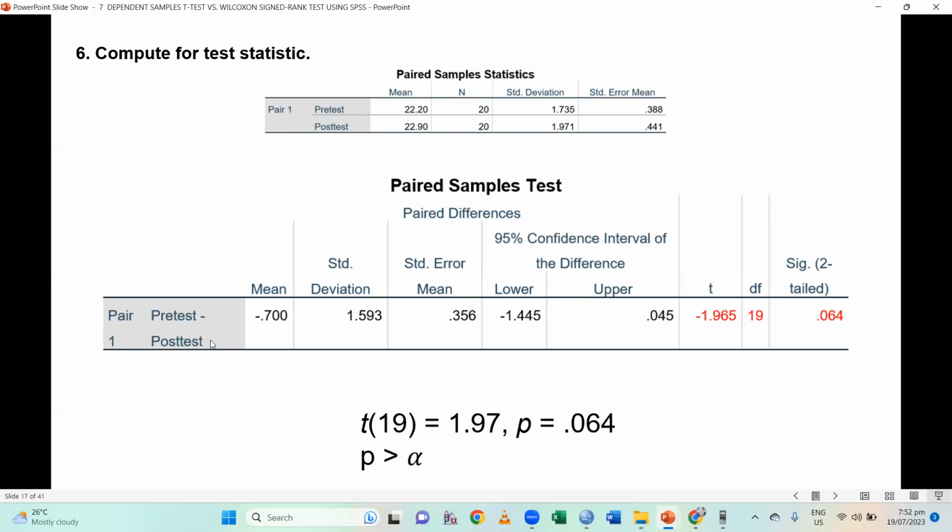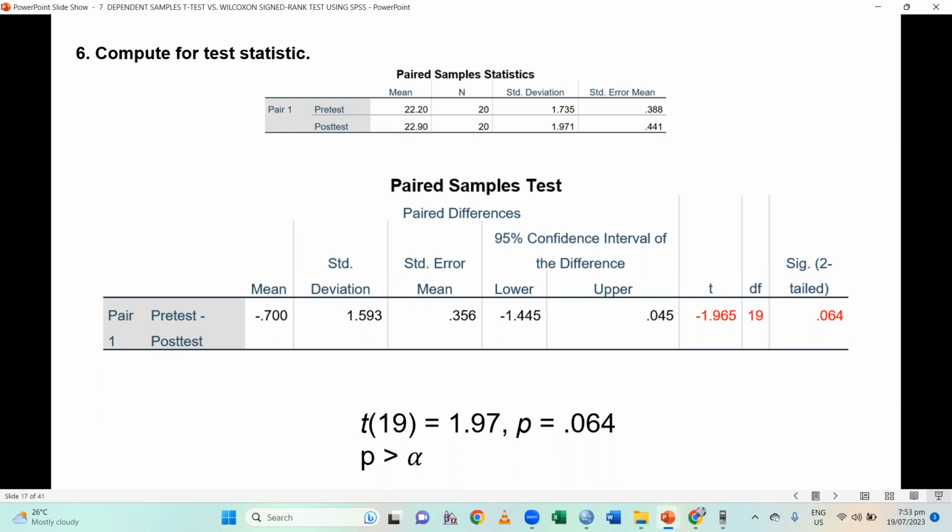The post-test is larger than the pre-test. That's why it gave you a negative, because it's pre-test minus post-test. But if you interchange it, post-test minus pre-test, it will be positive. So that's why 1.97, comma, p equals 0.064. Now, if you could notice, ma'am, this is our p-value, the sig two-tailed. You could see that p is greater than alpha because 0.064 is greater than 0.05.